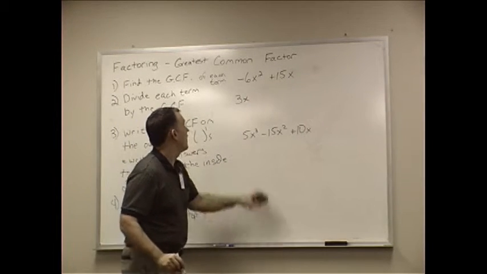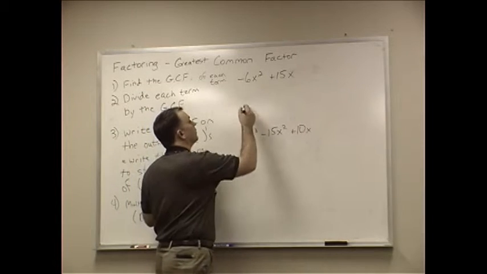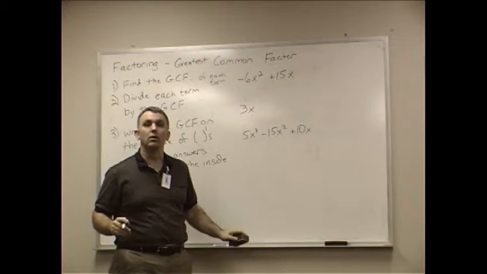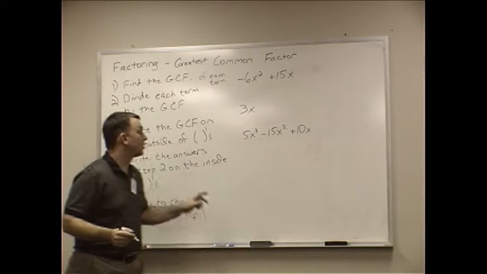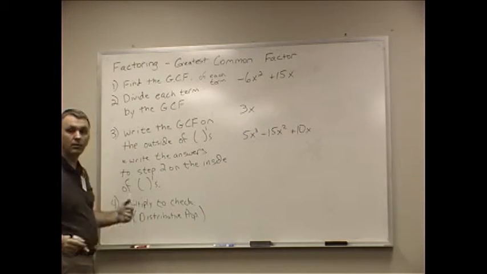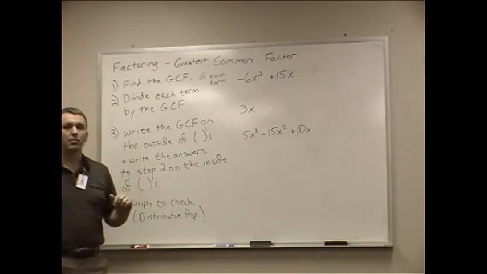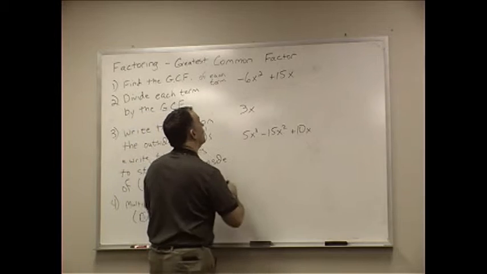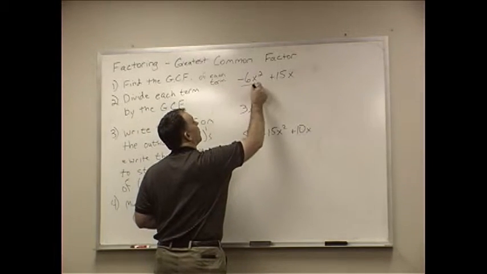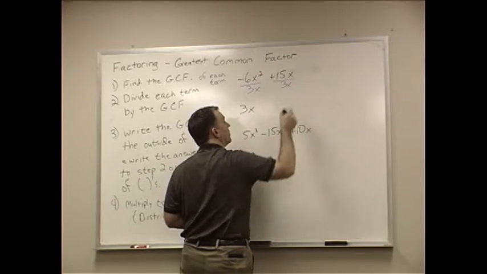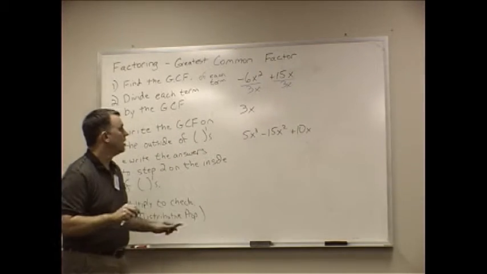All right, I want to write that just slightly lower. And I've learned to write that greatest common factor a little lower because I'm going to actually use that when I get down to step 3. Step 2, divide each term by the greatest common factor. So I'm going to divide this one by 3x and this term by 3x.